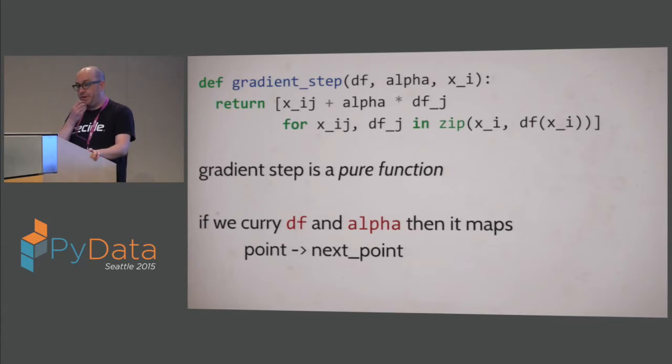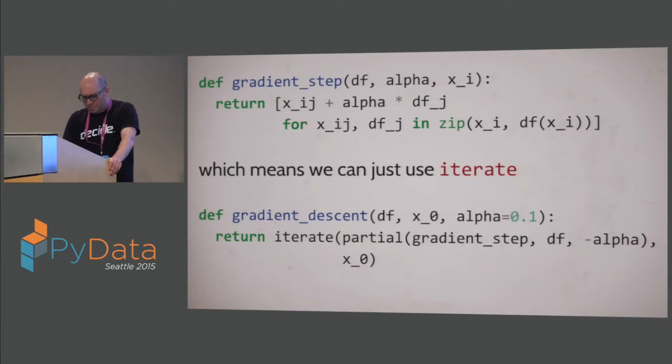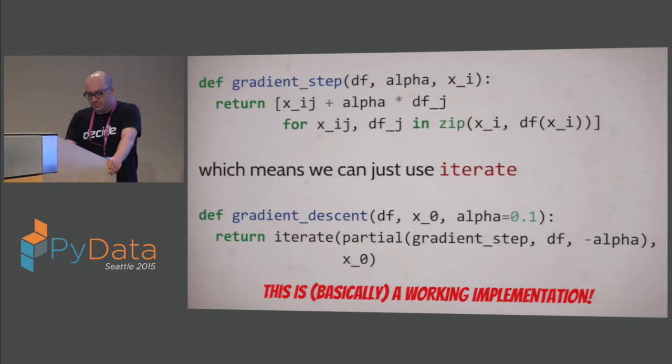And suggestively, for a given problem, you might want to keep df, the gradient function, fixed and alpha fixed. And if you curry those, then you have a function that maps from a point to a next point, which should seem kind of familiar. Because you can just use iterate. And there you've written gradient descent.